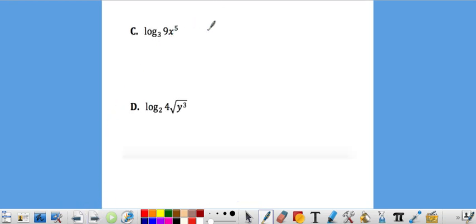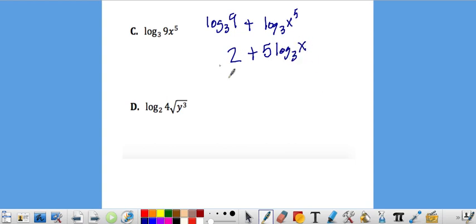Do a few more. Log base 3 of 9x to the 5th. We are adding in here because we have multiplication. So you got log base 3 of 9 plus log base 3 of x to the 5th. Log base 3 of 9, 3 to what power gets you 9 is 2, plus, we're going to swing the 5 out in front because that's our power property, 5 times log base 3 of x, and that would be perfectly expanded.